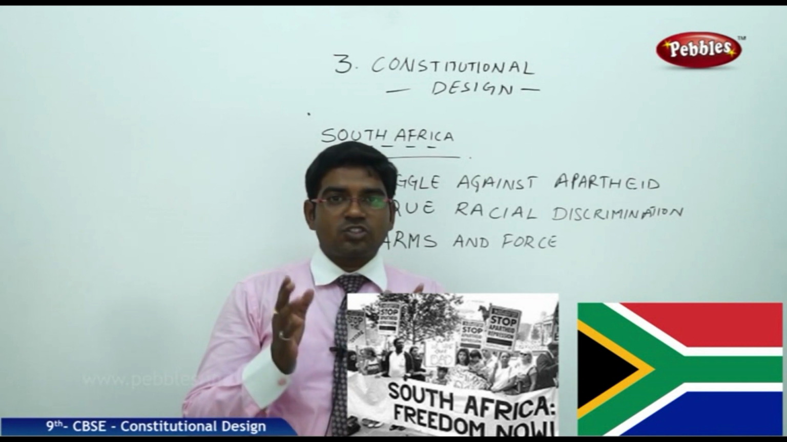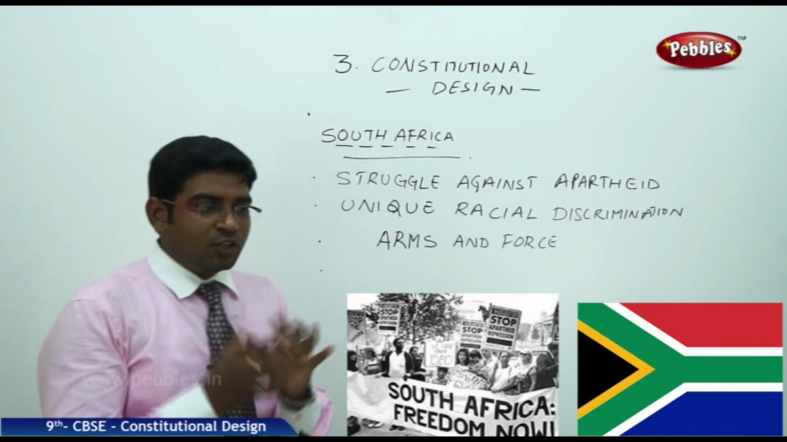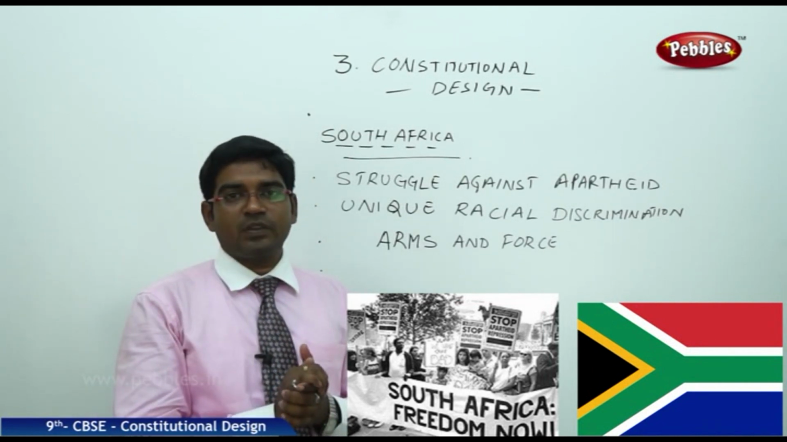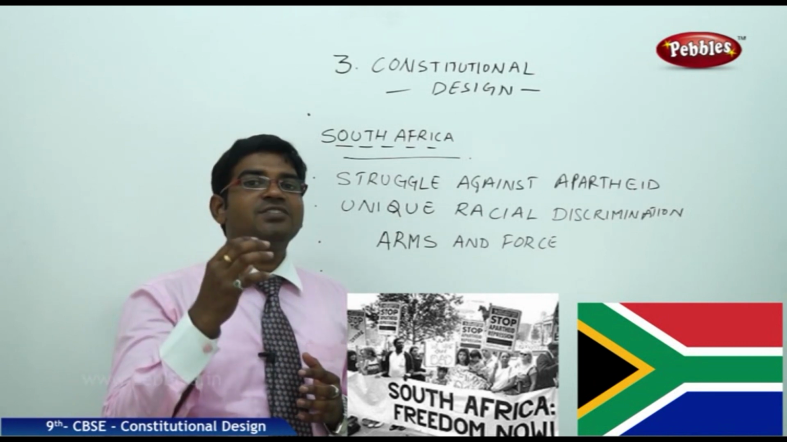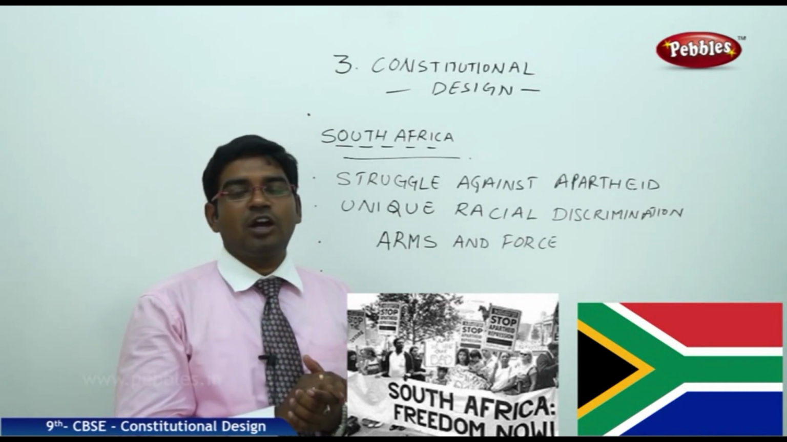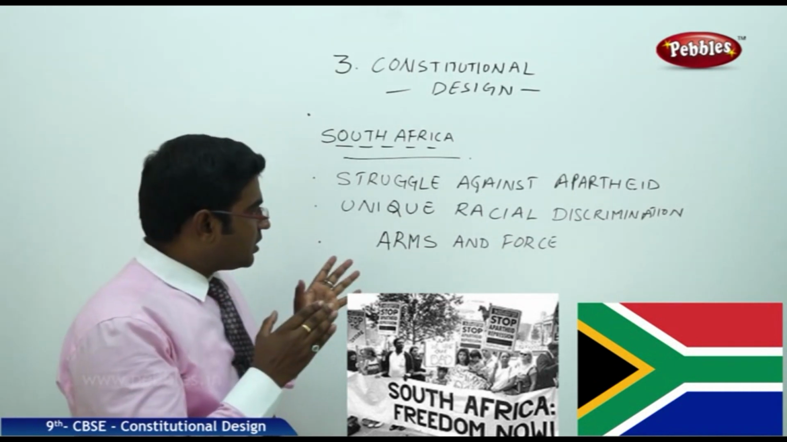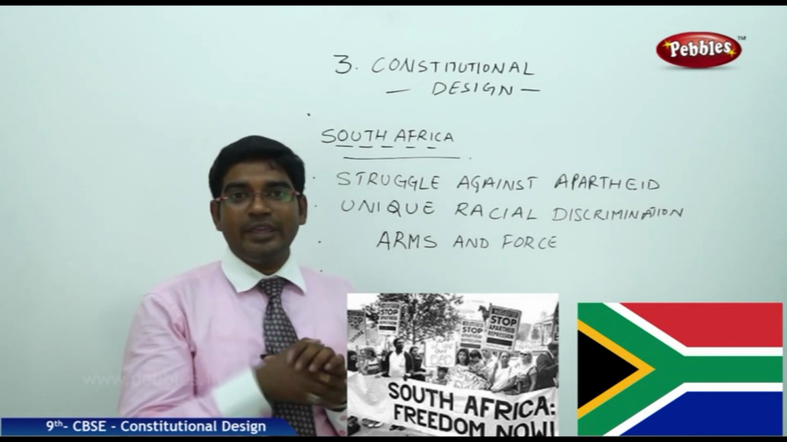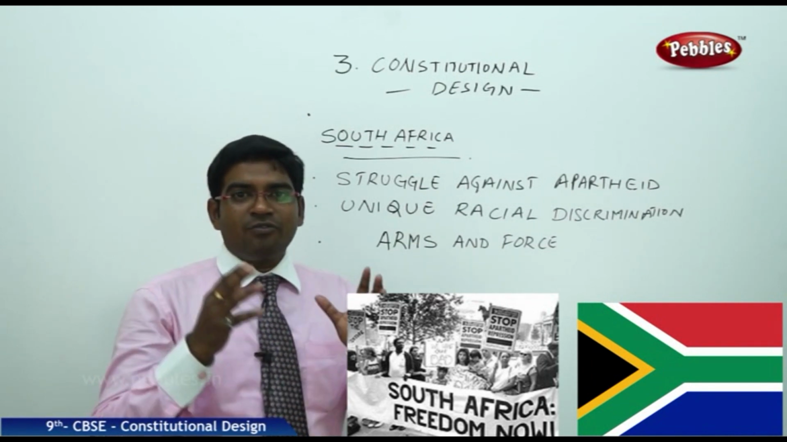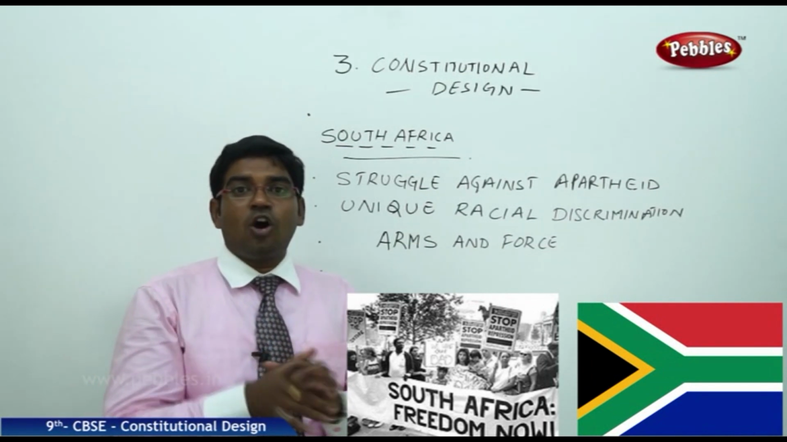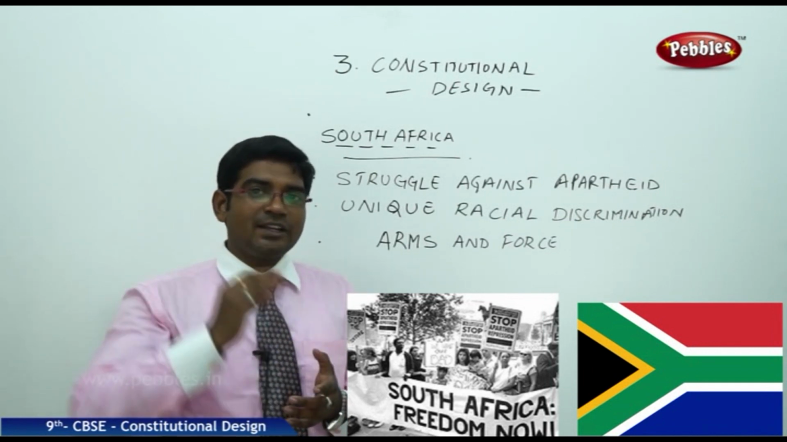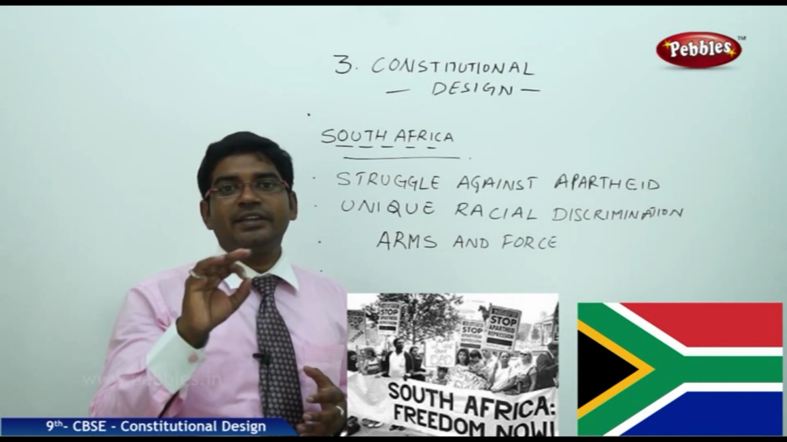South Africa, struggle against apartheid. Now we shall move on to the details. What is actually apartheid? Apartheid is a unique racial discrimination, followed by the same Britishers as they followed in India. When I say unique, it means only oneness. Unique stands for oneness. So very rarely do we find this kind of discrimination, or we never find this kind of discrimination in any other corner of the world. That's why it is rightly known as unique racial discrimination.